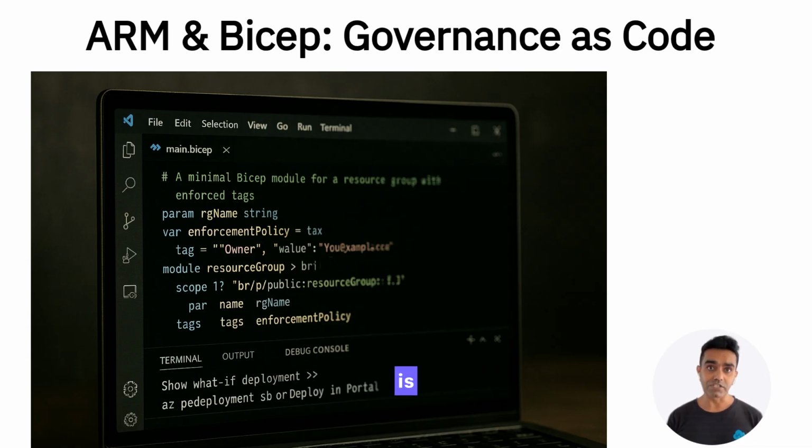Whereas Bicep is a friendlier domain-specific language, DSL, that compiles down to ARM. It is recommended to keep policy assignments and tag standards in Bicep modules at the management group scope so every subscription lands compliant by default. Remember, Azure Bicep is a domain-specific language that operates as an abstraction layer over ARM and ARM templates.